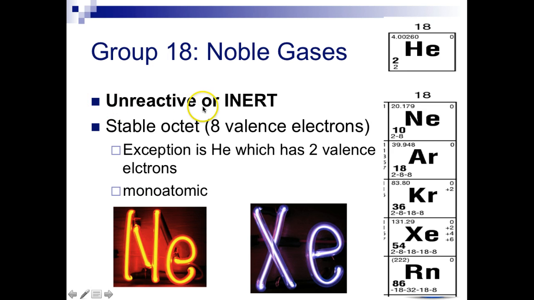Group 18 are what we call the noble gases. They are unreactive or inert gases. They all have a stable octet or 8 valence electrons, except helium. Helium only has 2 electrons in it, and they're all monoatomic, which means one atom is found in nature. And so we have neon. Neon, as you can see here, and we saw in the bright lights lab, actually burns orange. And we have a picture of xenon here, which actually burns purple.